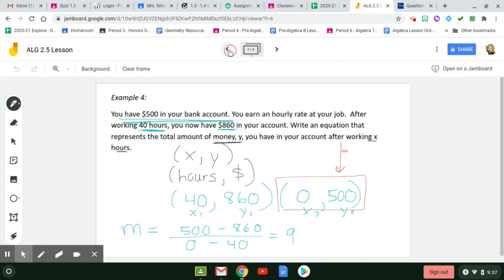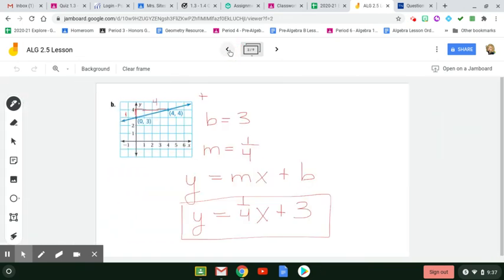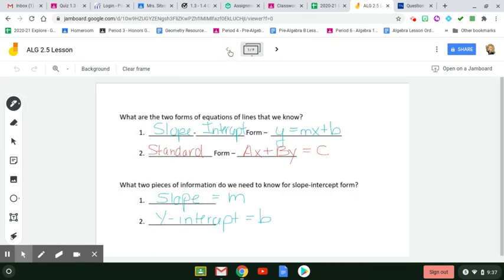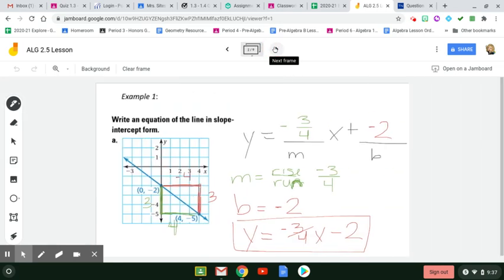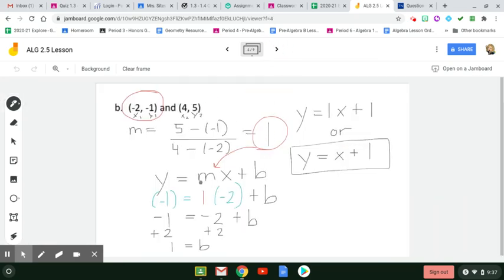So in looking back at today's lesson, the two pieces of information that you're always going to need to write an equation in slope-intercept form are the slope and the y-intercept. Sometimes the y-intercept is going to be given to you, perhaps in a graph, or like in these problems, it might be given to you in a point when the x value is 0. If it's not given to you, you're going to have to write the slope-intercept form equation, and you're going to have to plug in using one of the ordered pairs.